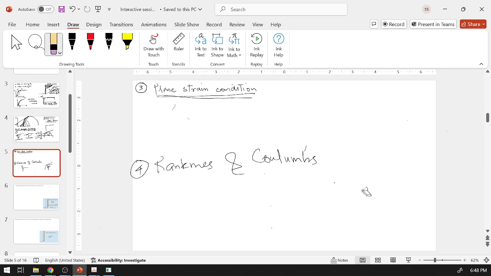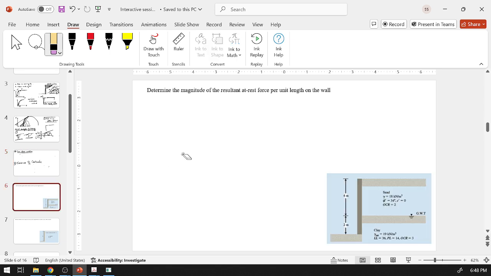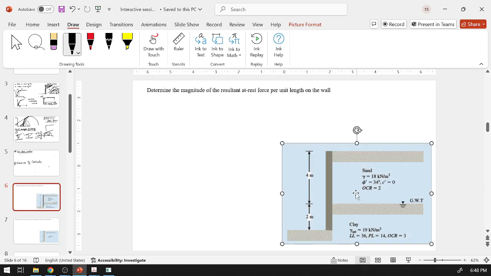Okay, so let us move on and try to solve this question. Determine, let me increase this a bit. Determine the magnitude of the resultant at rest force per unit length of the wall.